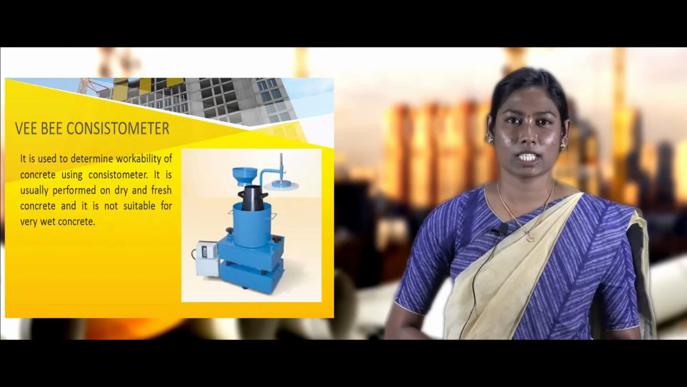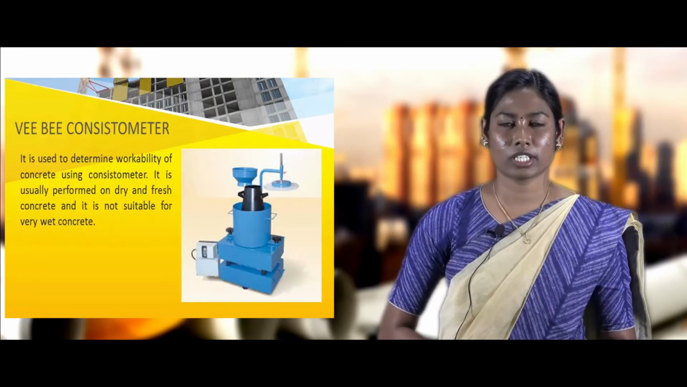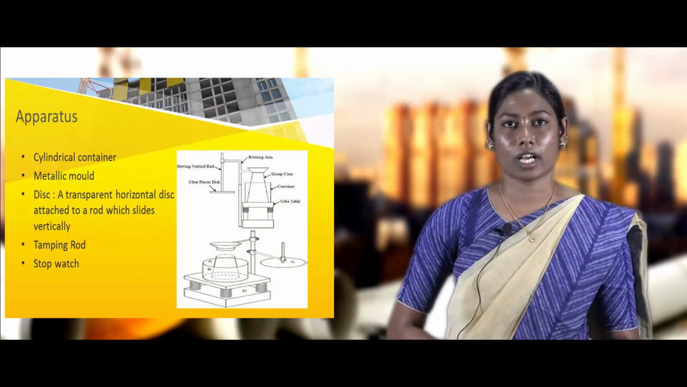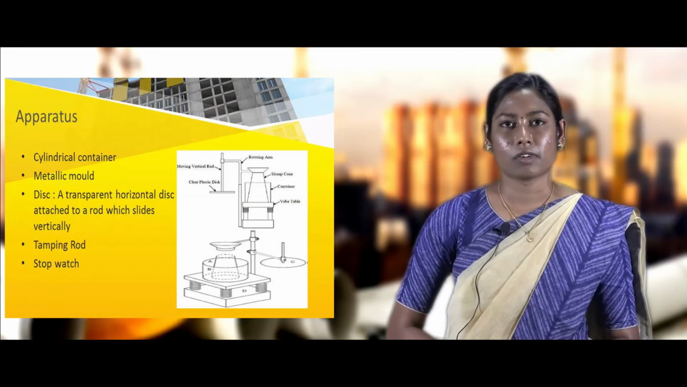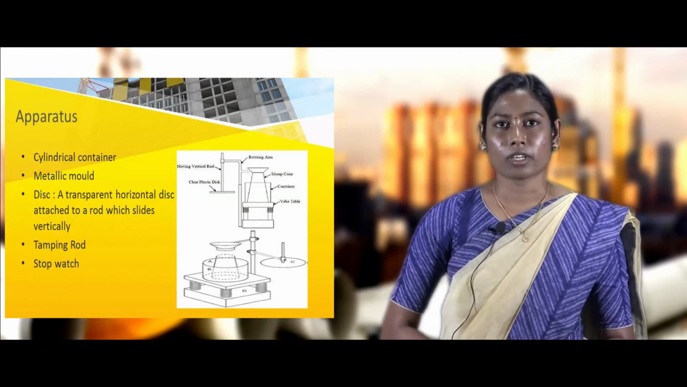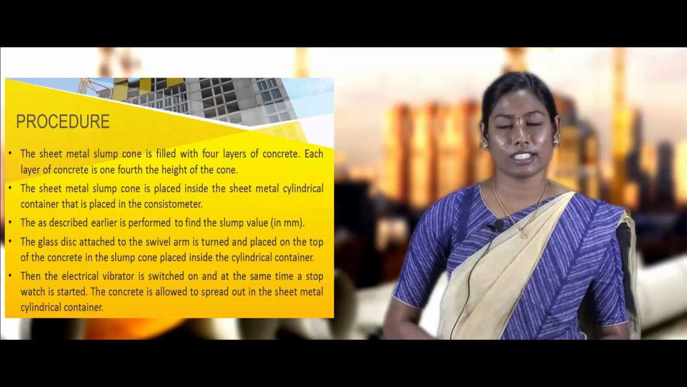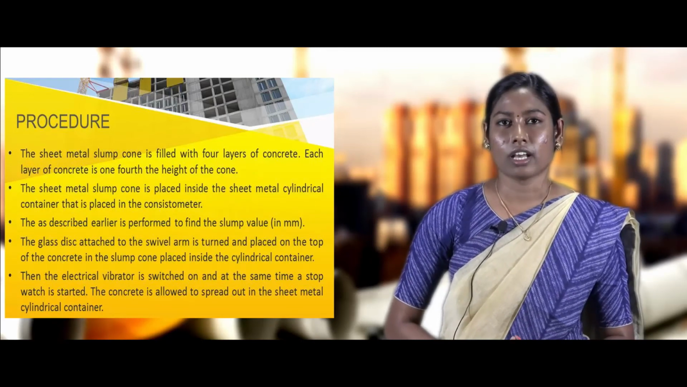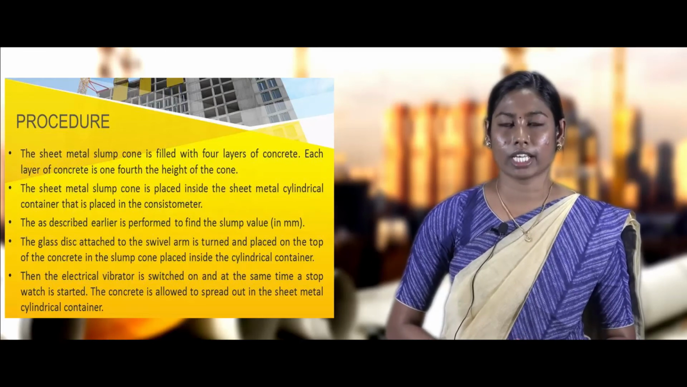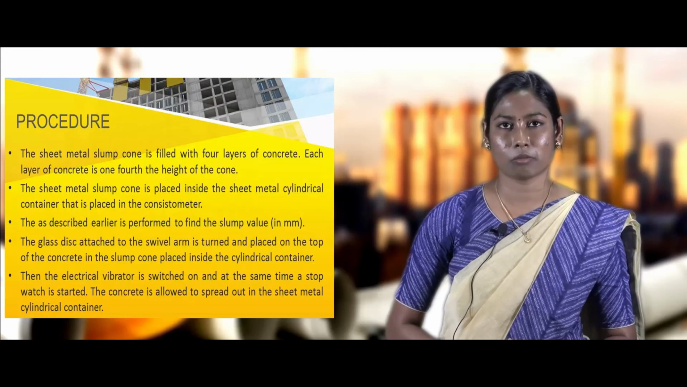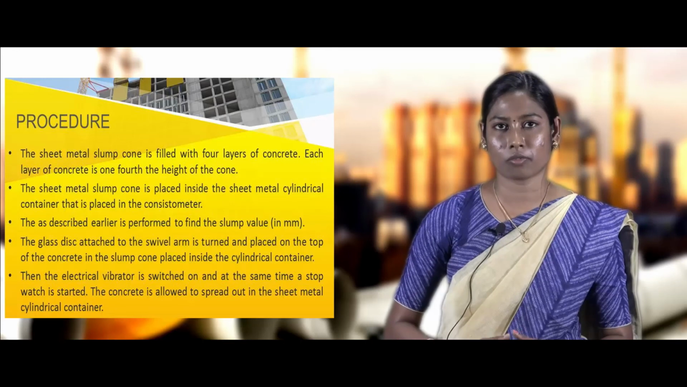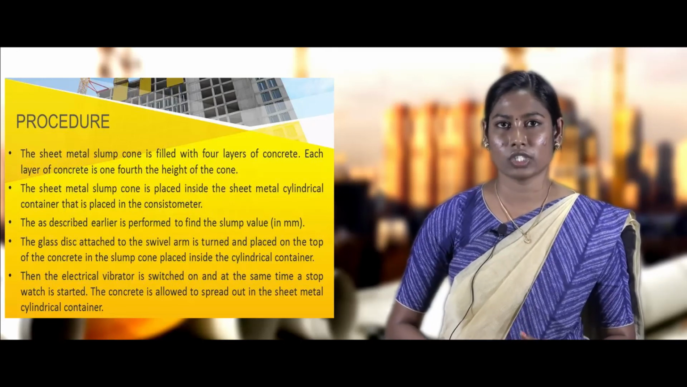Let's see about the VB consistometer test, which is used to measure the mobility and compactability of concrete. The apparatus required are the VB consistometer, vibrator table, slump cone, and glass disc with a tamping rod. Let's see the procedure. Place the slump cone in the consistometer and then fill the cone with the concrete in 4 layers. Each layer is compacted 25 times with the help of the tamping rod. After that, place the glass disc on top of the slump cone to measure the initial reading.